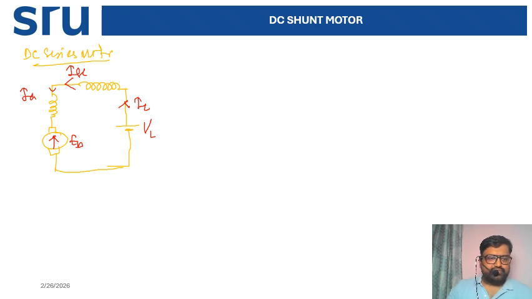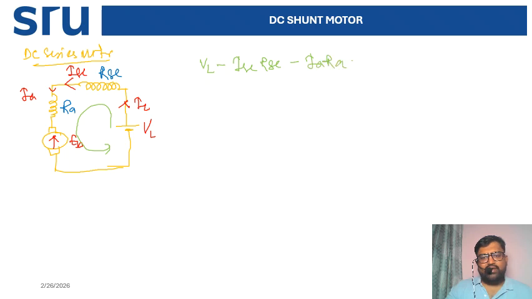This is the simplest one, no problem at all, because it is only one loop. You will find it easier to solve. If I put KVL here, then you can easily solve. That is nothing but VL minus ISE into RAC minus IA into RA minus EB equal to 0. This is the equation I have written.